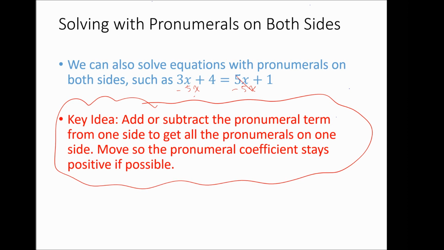Those would cancel out, but this would leave me with negative 2x. We'd prefer the positive, so we'll go the other way. So we're going to make that decision each time which pronumeral we want to use. So let's get into some examples.